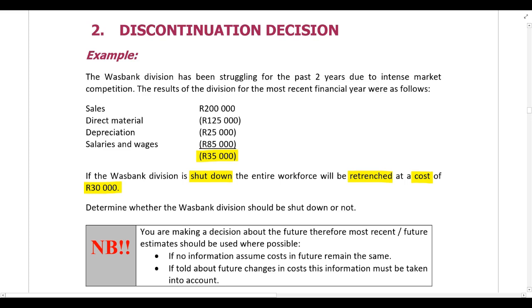Now, guys, remember, again, direct material is a variable cost. My depreciation, if it's straight line depreciation, which I assume if the question is silent, is a fixed cost. And salaries and wages, be careful. They haven't told me that this is direct labor, so it's not a variable cost. If it's salaries and wages, it is a fixed cost. We need to determine whether the division should be shut down or not. I'm going to come back to this discussion over here just now. Let's first look at our calculation, please, guys.